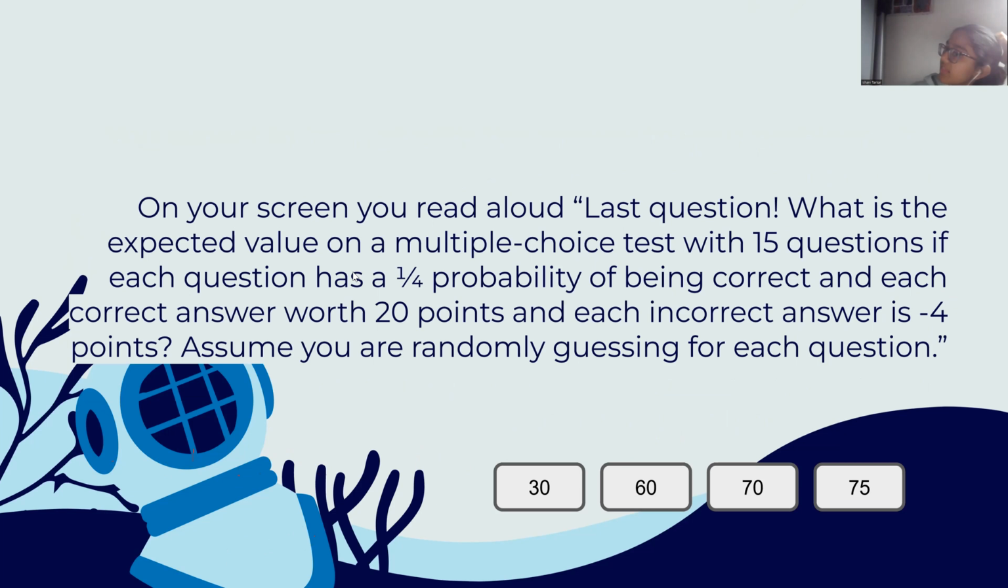Okay, so you got that correct. Now you can take it. On your screen, you read aloud, last question: what is the expected value on a multiple choice test with 15 questions if each question has a 1 out of 4 probability of being correct, and each correct answer is worth 20 points, and each incorrect answer is worth -4 points? Assume you are randomly guessing for each question.